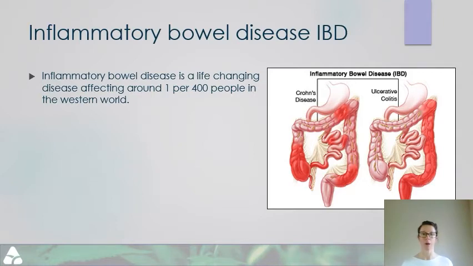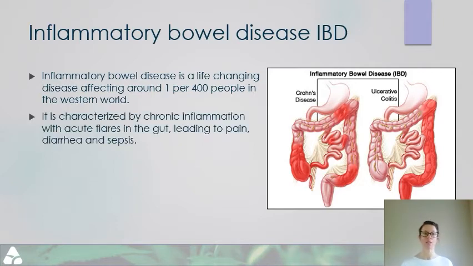And it affects about 1 in 400 people in the Western world. It's characterized by chronic inflammation of the lower gastrointestinal tract, so everything below the stomach. So you can see in this diagram there, we've got areas of red where the intestines get inflamed and enlarged and thickened, and this can lead to pain and diarrhea and sepsis.